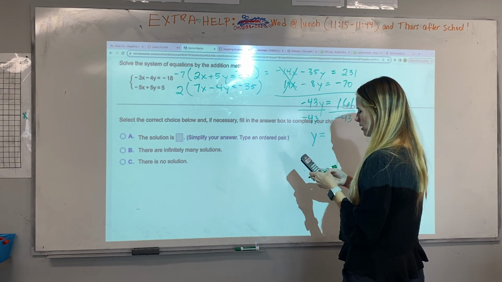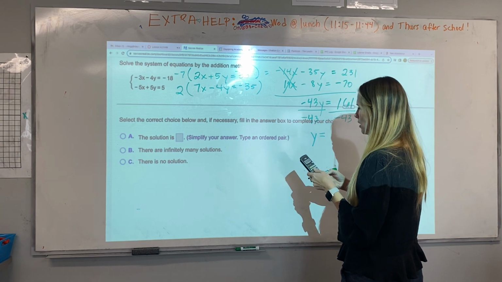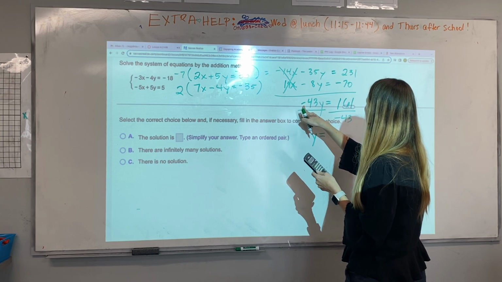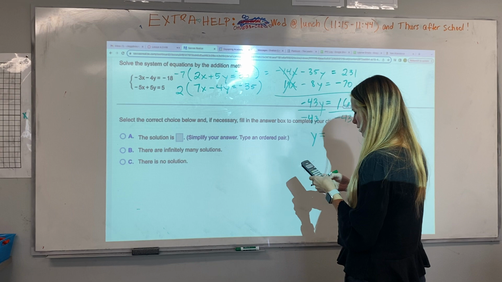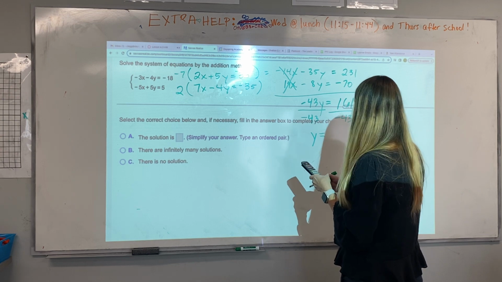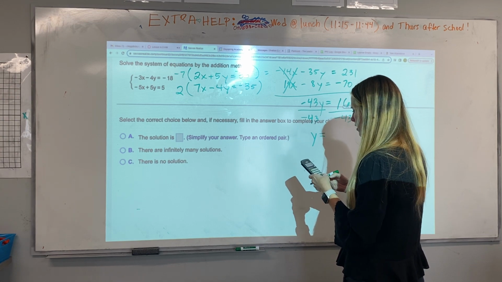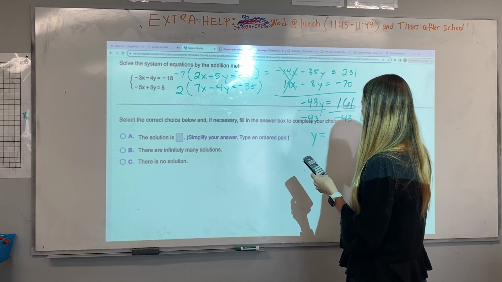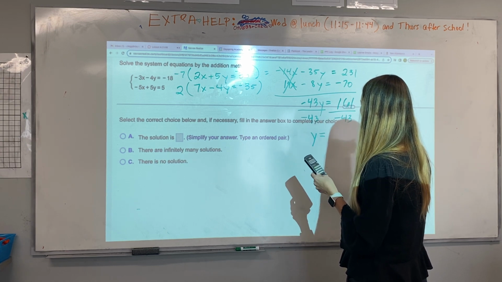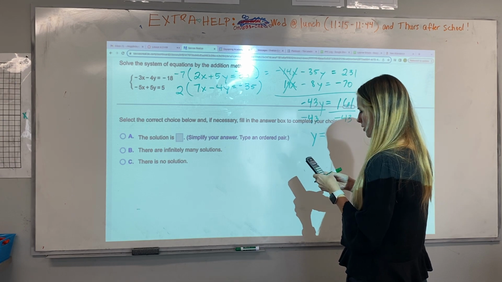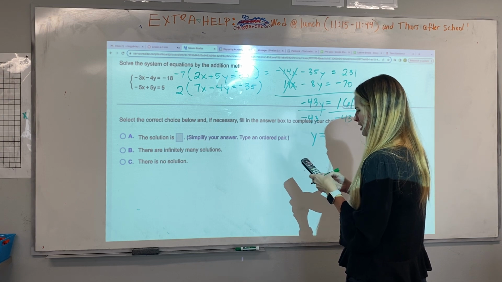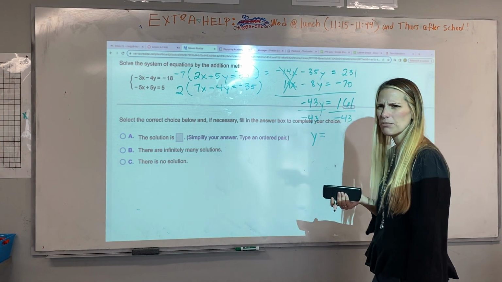35 plus 8 is 43, so that would be a negative 43y. 231 minus 70 is 161. Divide by negative 43 on both sides. 161 divided by 43 is 3. Getting a really big decimal number.